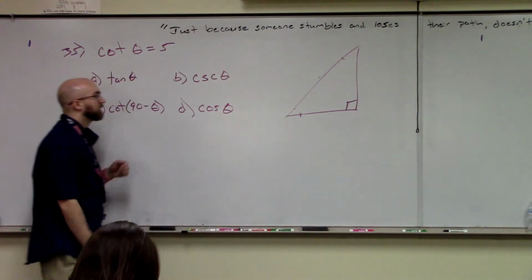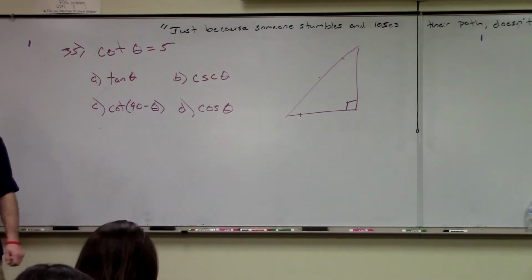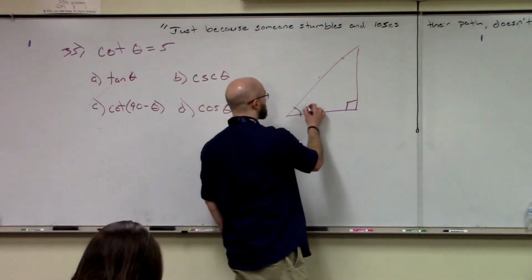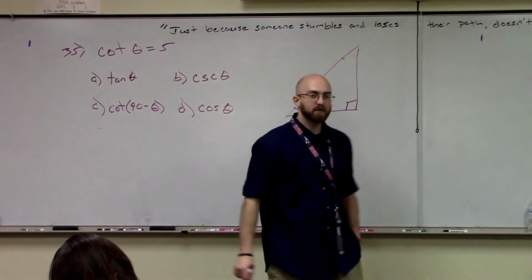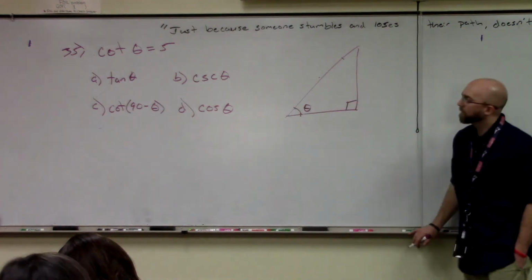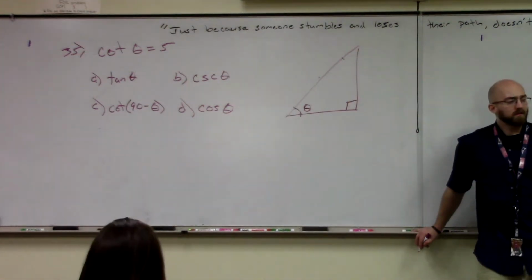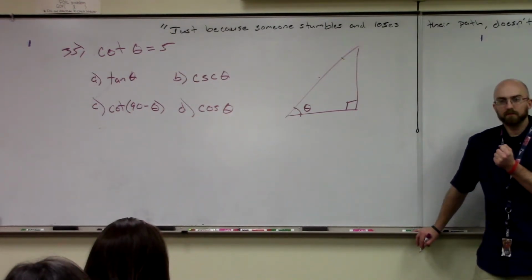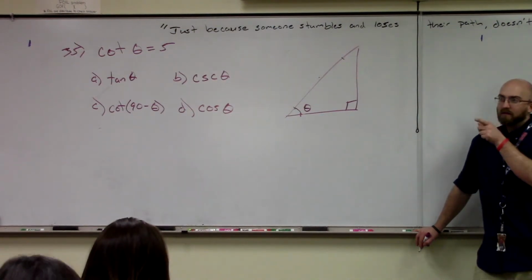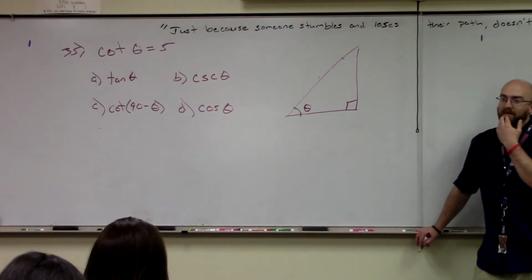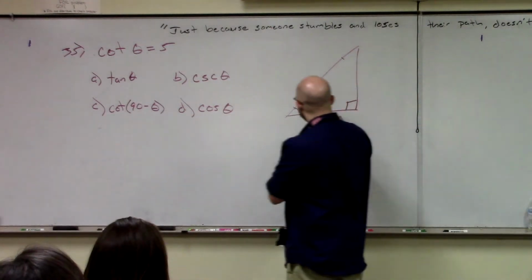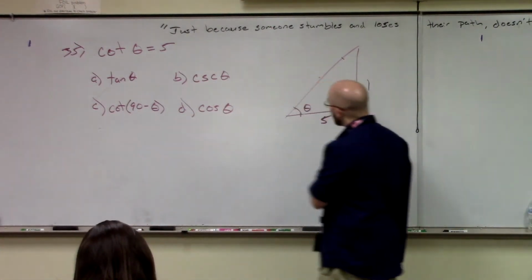Okay, I still draw a triangle. I think that's the easiest way to do it. Label one of your angles with your variable; it doesn't matter which one. A cotangent, when it's related to a triangle, what is the relationship? Adjacent over opposite, right? So 5 over what? 1. Adjacent then is going to be 5 and opposite 1.